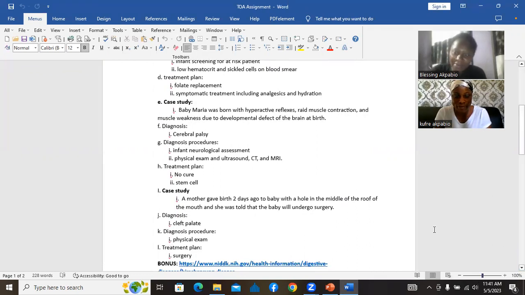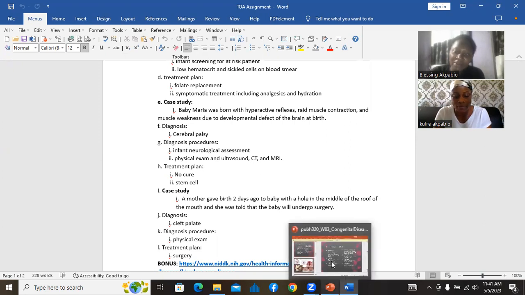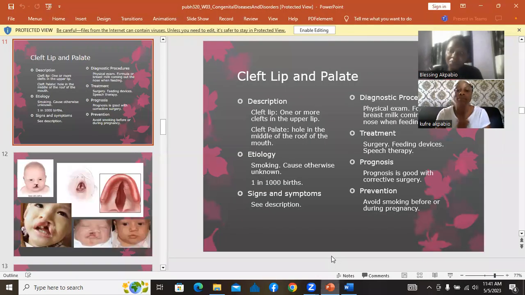So now, like I said earlier, the possible diagnosis is cleft palate. Cleft palate is very, very common in children, especially the whites. They are born with this particular disease, and the diagnosis is physical exam.